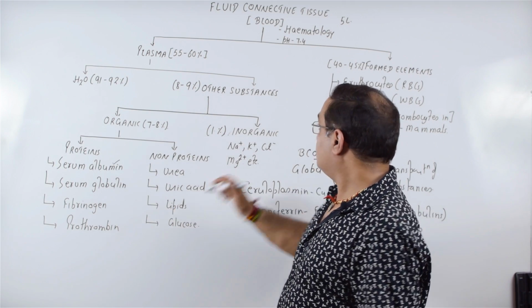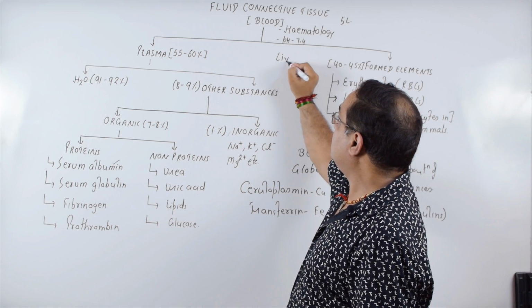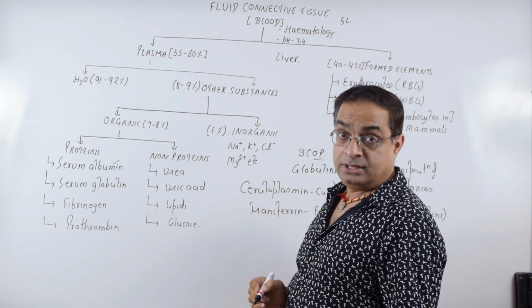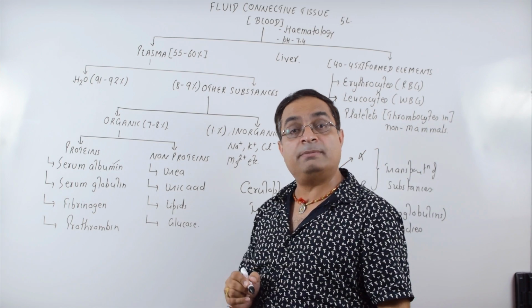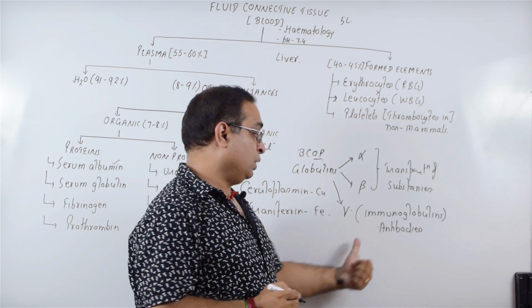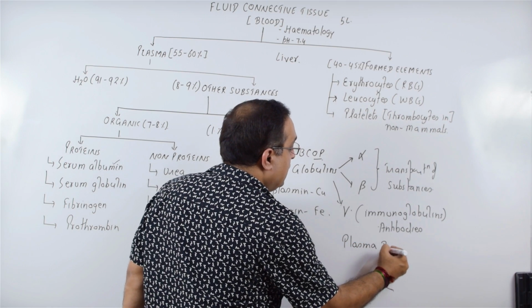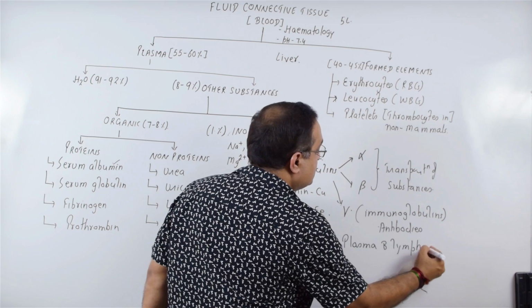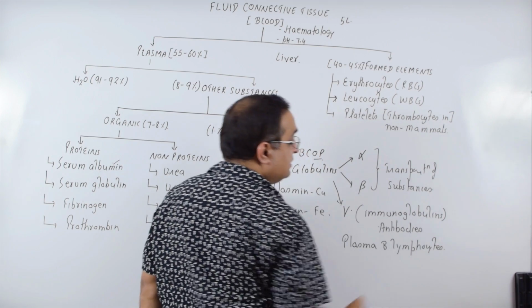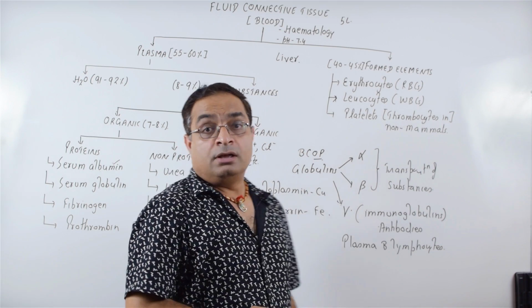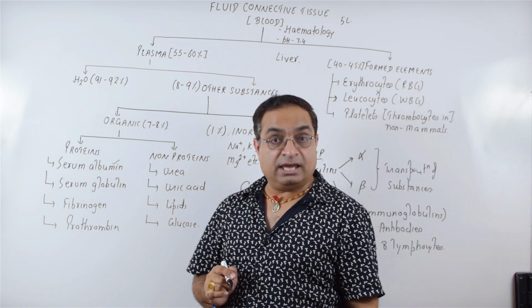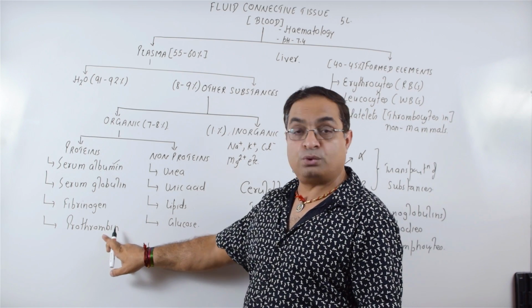Please remember that most of the blood proteins are synthesized by the liver, except gamma globulins. Gamma globulins, as I told you, are antibodies, and these are produced by plasma B lymphocytes, which are the antibody factories. The liver requires vitamin K for the synthesis of prothrombin.